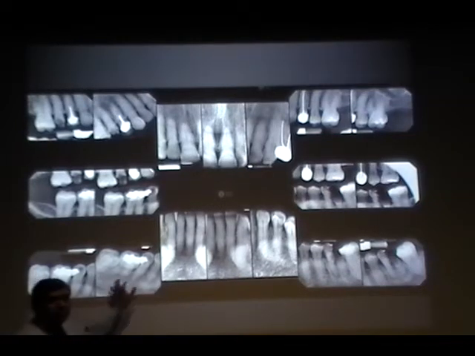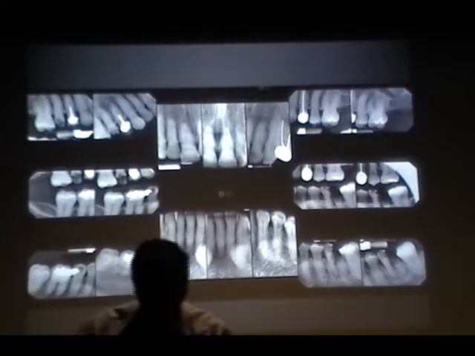How about this one? I'm Chrissy. Okay. It's too posterior. You're missing the distal part of the canine. What else has happened in this view? It's on an angle.